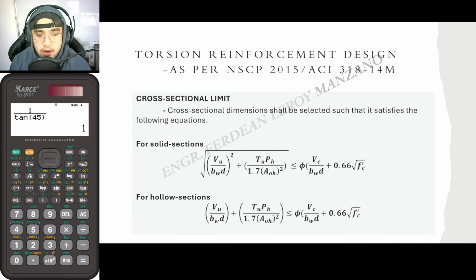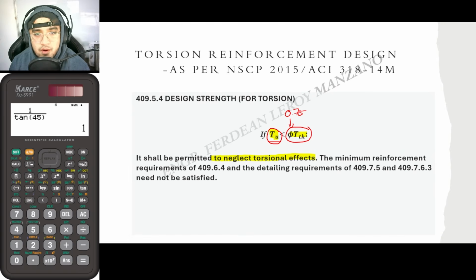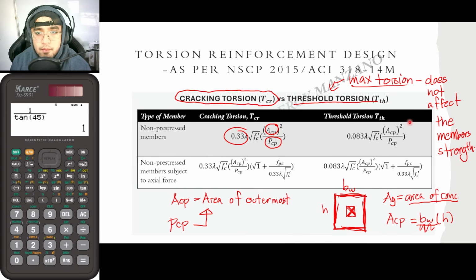Okay, so rundown. So when we are to design torsional reinforcement, the first thing that you should do, of course, is to solve for TU via mechanics of deformable bodies or even structural theory. So if you have already solved for TU, you can now solve for TTH using this equation here. So once again, the main use of this equation is in order for you to know if you really need to design torsion or not. So if the value of TU is less than this value, then meaning that you are not required to design torsional bars. But if it is higher than the threshold, then you are now required to design for torsional rebars.